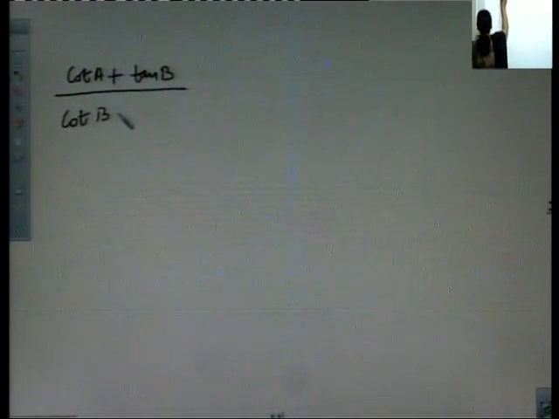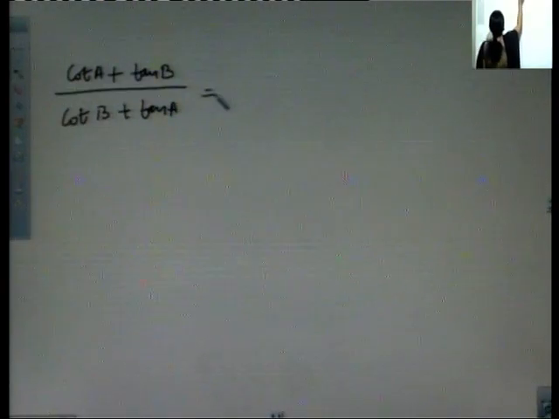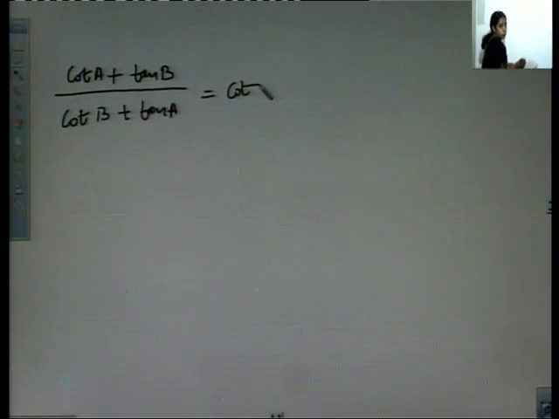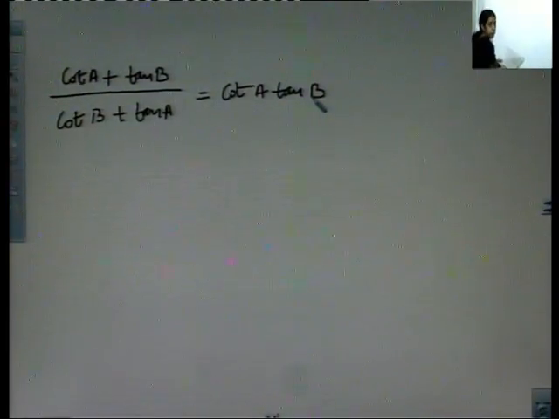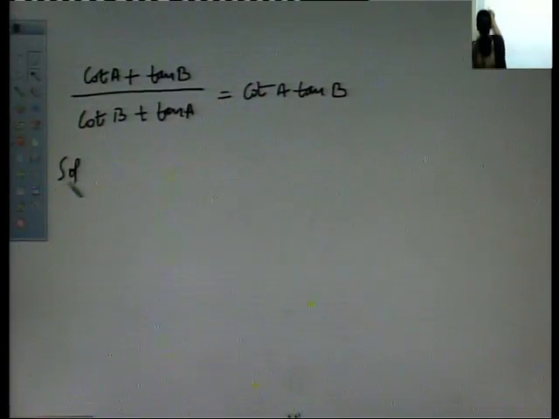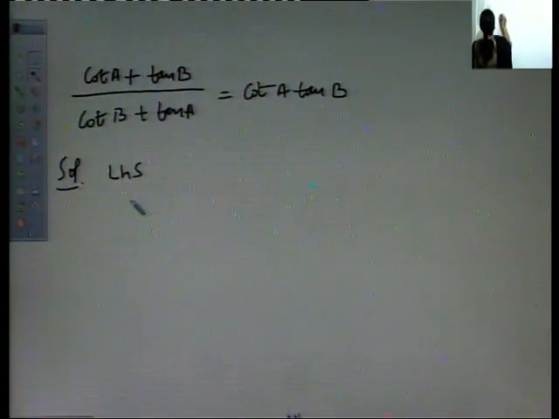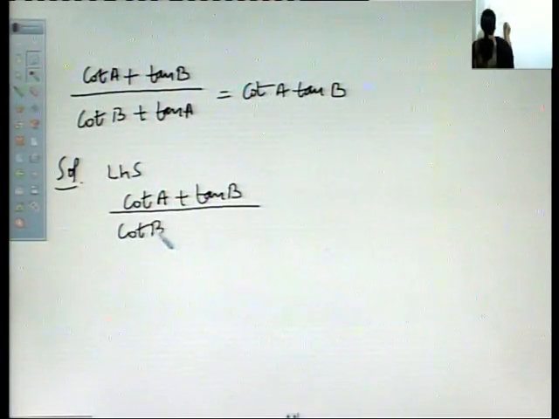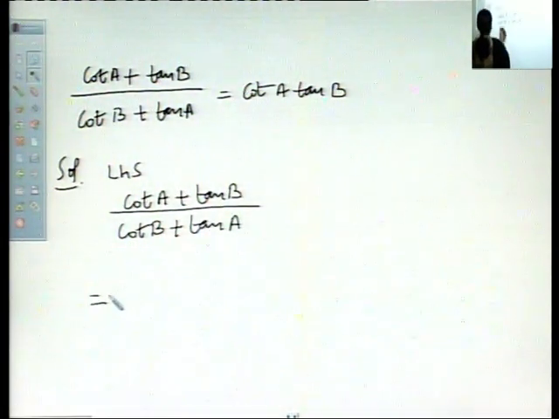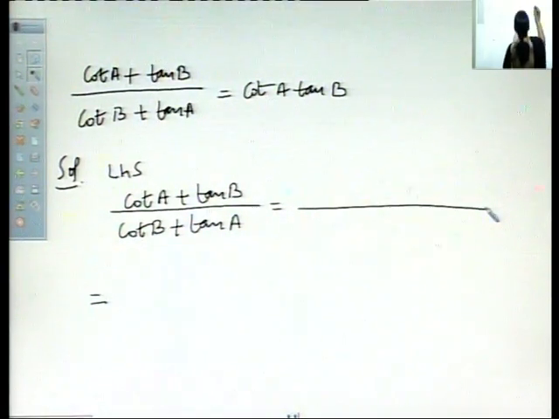Now, next: (cot A plus tan B) upon (cot B plus tan A) is equal to cot A tan B. Solution, left hand side first of all, cot A plus tan B upon cot B plus tan A, it is equal to, cot A means cos A.